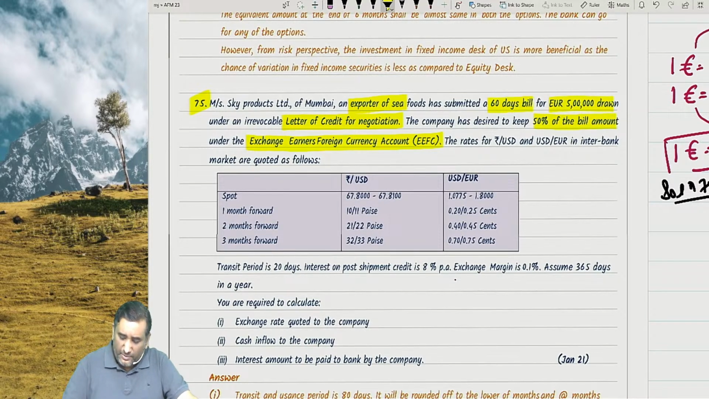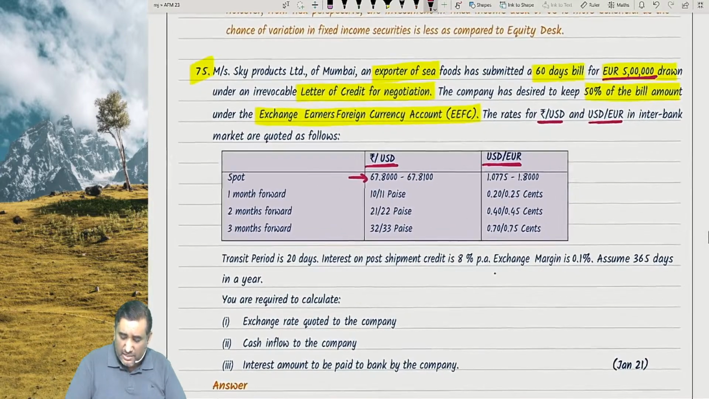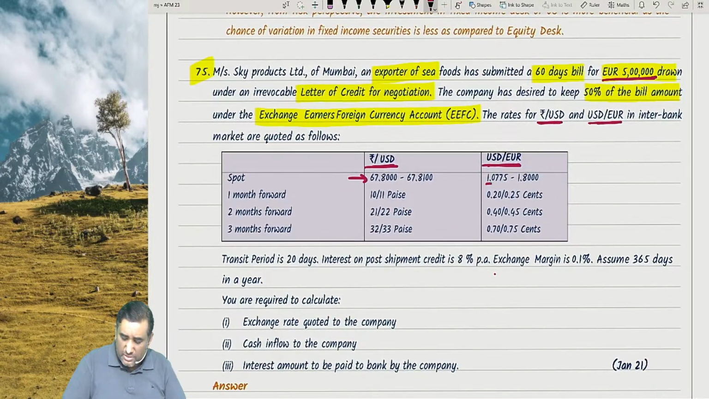So basically half would be kept, and the transaction would be on 2,50,000. The rates are given for rupee USD and euro USD. I can make out it is given in academic style, because rupee by dollar, $1 is equal to rupees this much, and this will be read as 1 euro is equal to USD 1.0775 and 1.800. Prima facie the rate looks slightly odd, because there is a huge gap between the bid and the ask rate, but you should not have any trouble with that.